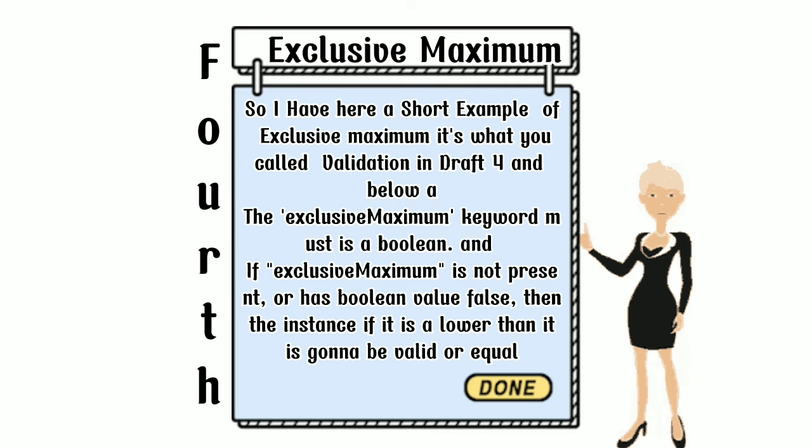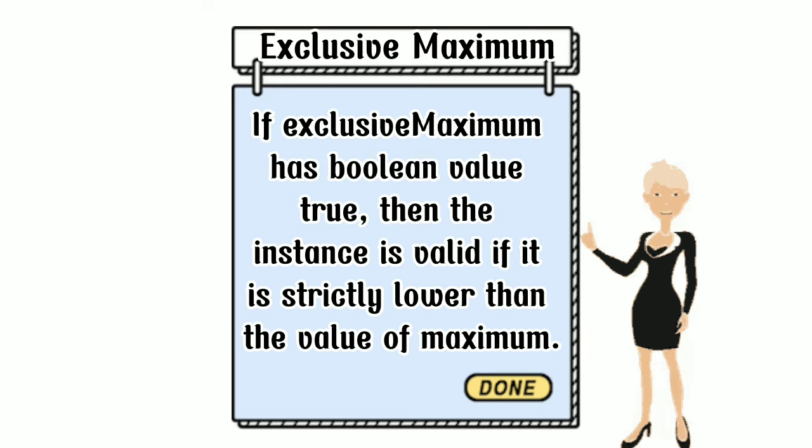What is exclusive maximum? I have here a short example of exclusive maximum. It's the validation in draft 4 and below. The exclusive maximum keyword must be a boolean, and if exclusive maximum is not present or has the boolean value false, then the instance is valid if it is lower than or equal to the value of maximum. If exclusive maximum has the boolean value true, then the instance is valid if it's strictly lower than the value of maximum.